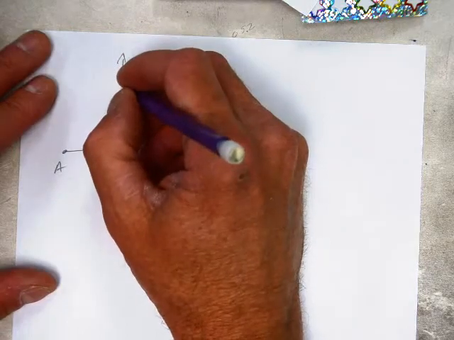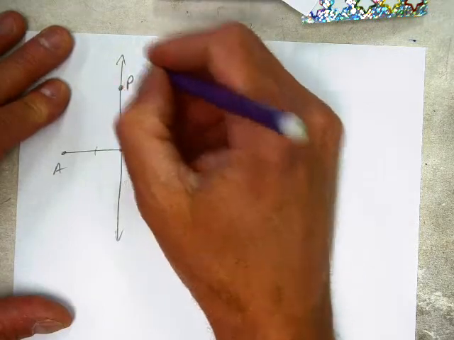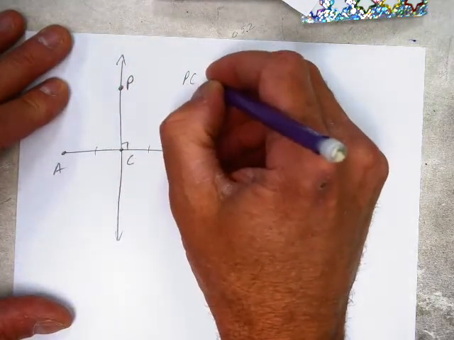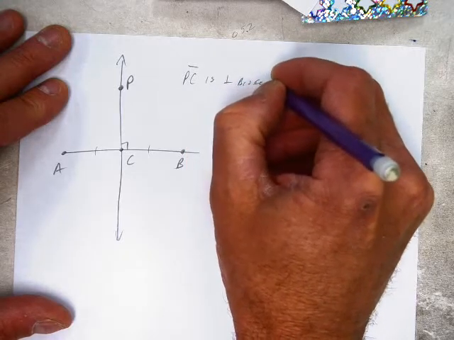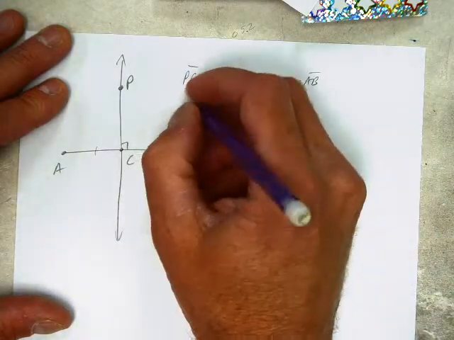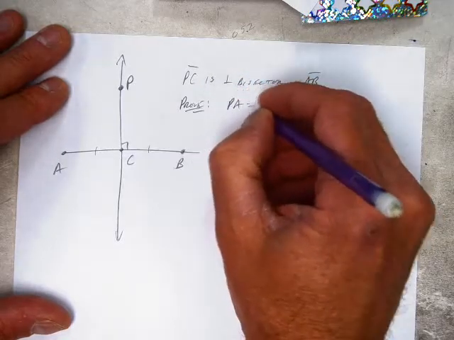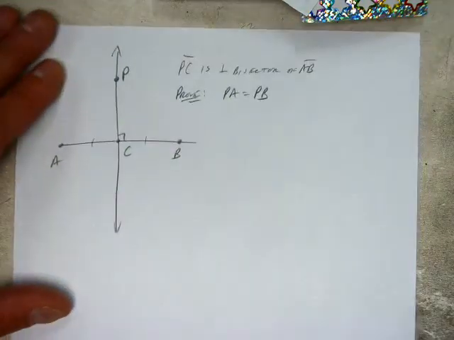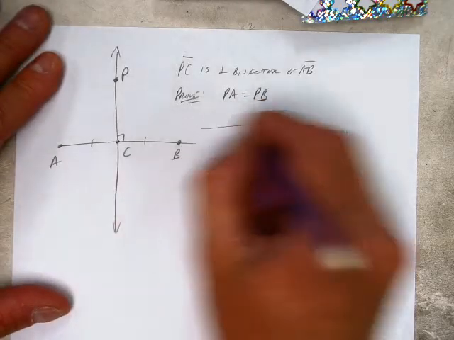Good. Okay. So, P, if I said this, PC is perpendicular bisector of AB. I want to prove PA equals PB. I got two proofs I want to throw at you guys today. I just want to make sure that we don't lose what we've done so far. So, here we go. Let's rock this out.